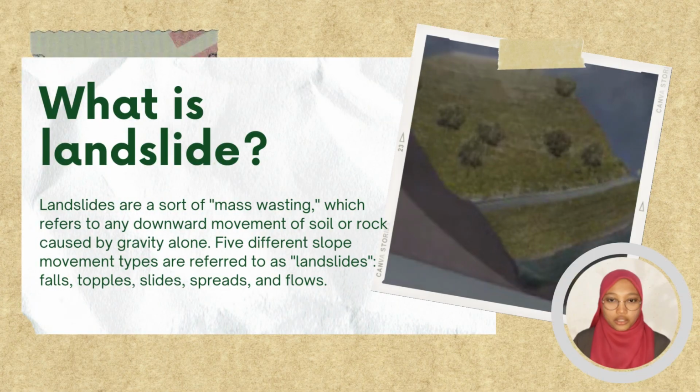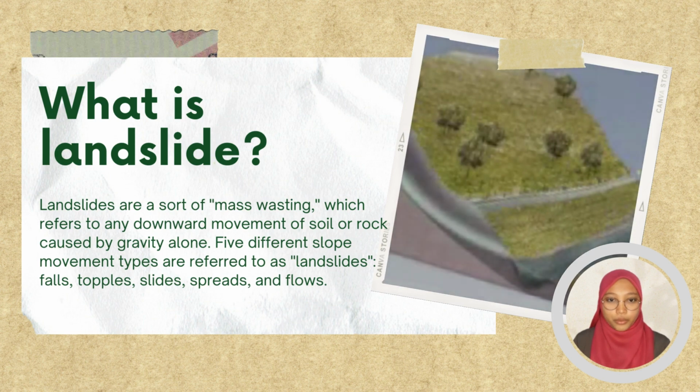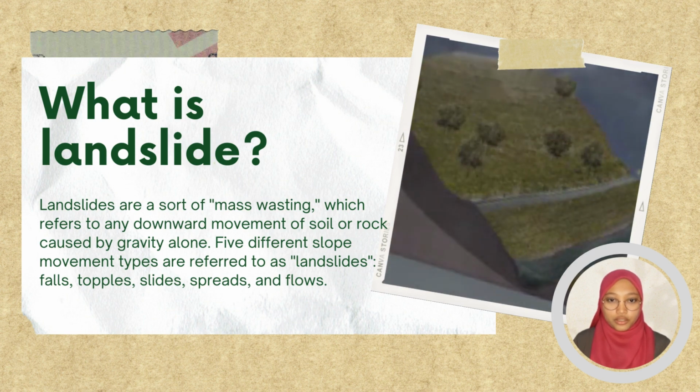Landslides are a sort of mass wasting, which refers to any downward movement of soil or rock caused by gravity alone. Five different slope movement types are referred to as landslides: falls, topples, slides, spreads, and flows.